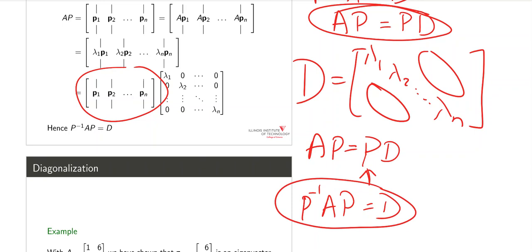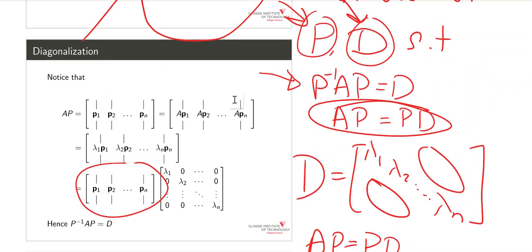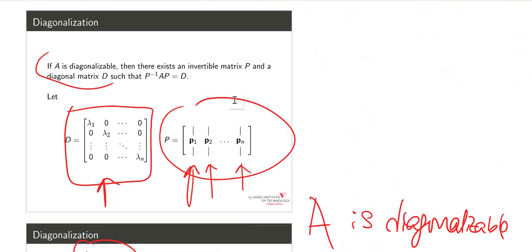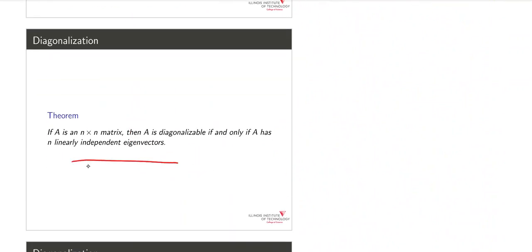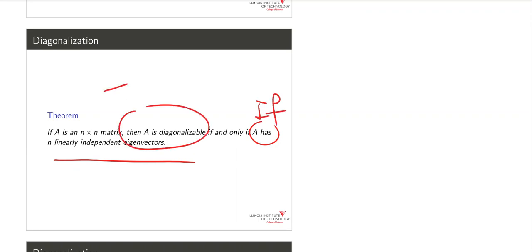So now I have proven, we went through the proof, that if you have n independent eigenvectors, you can diagonalize the matrix. This is the end of the proof of this theorem. This is a very nice theorem because it tells you that if your A has n independent eigenvectors, then A is diagonalizable. It doesn't only tell you that, it actually tells you how to do it.